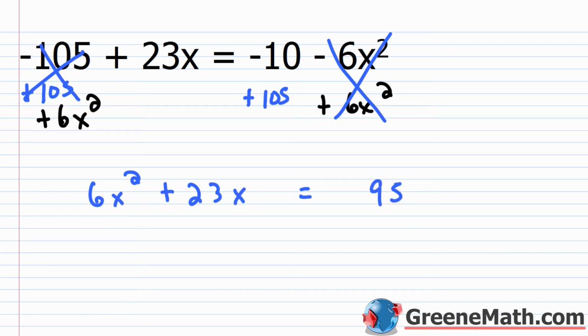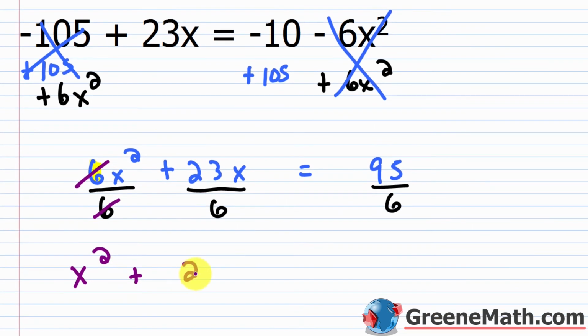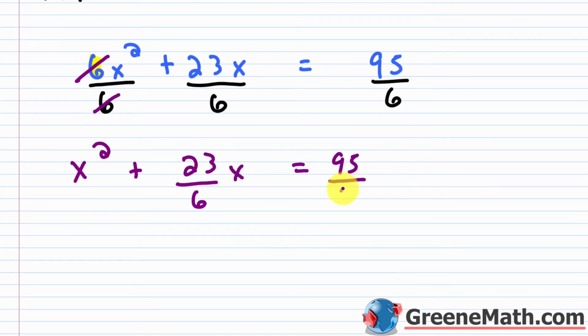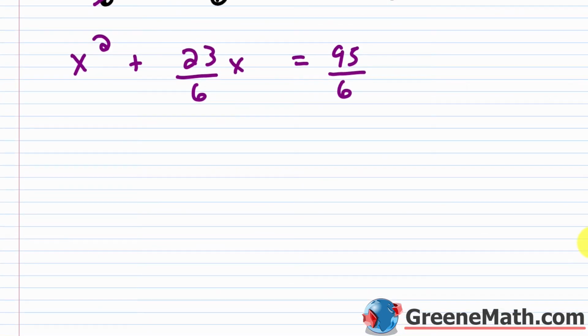Don't forget to make this coefficient into 1. If you don't do that, you're not going to get the right answer. A lot of students, they kind of set this up, and then they start the process, and they go, okay, 23, cut it in half, and square it. No, okay, don't do that. You need to make sure that this coefficient here is a 1. So divide both sides of the equation by 6. Again, that's legal. So this cancels with this. I now have x squared plus 23/6 times x, and this is equal to 95 over 6, okay?